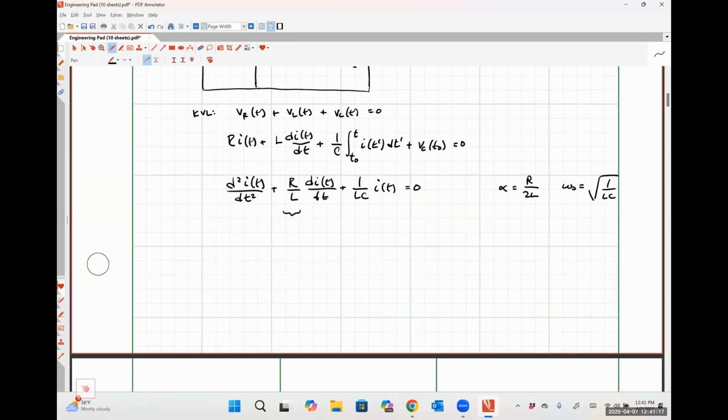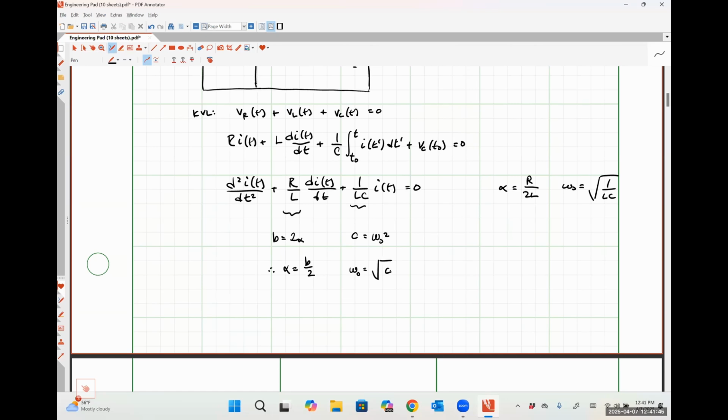So this coefficient, beta, is once again exactly twice my Neper coefficient alpha. So we can see that alpha is just b over 2. And my coefficient here, c, is once again just omega naught squared. So I can say omega naught is just the square root of whatever that coefficient is in that second order differential equation.